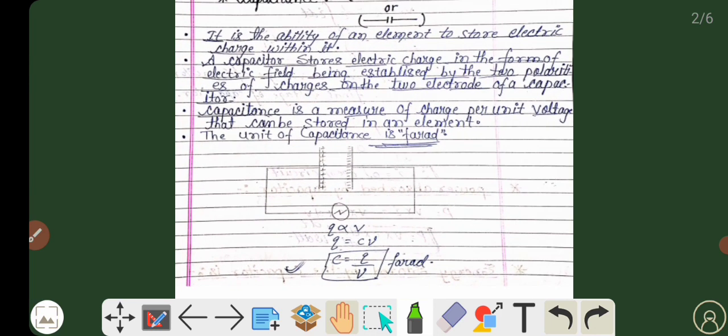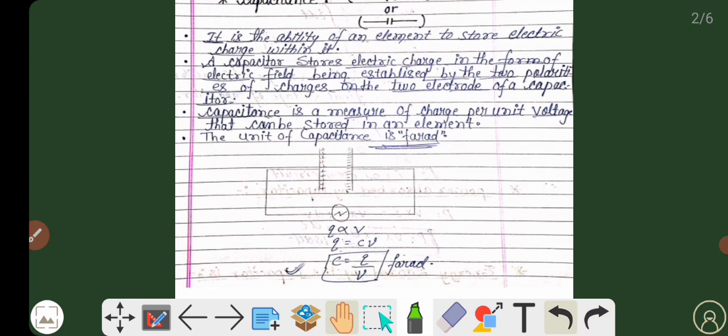Now my dear friends, the third one, that is capacitance, is a measure of charge per unit voltage that can be stored in an element. We can also say that capacitance, that is C, is equal to Q by V, which means charge per unit voltage is known as capacitance, or charge per unit voltage which can be stored in any substance is known as capacitance. And its unit is farad, so capacitance is measured in farad.